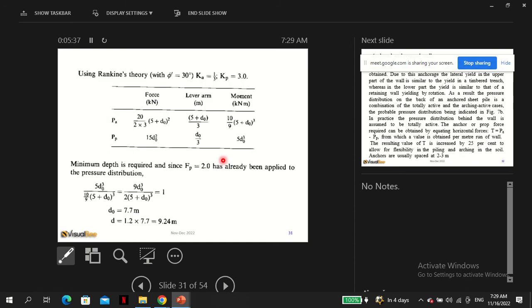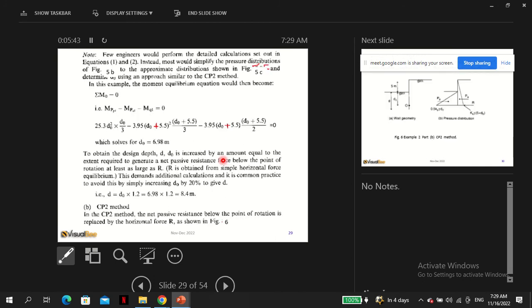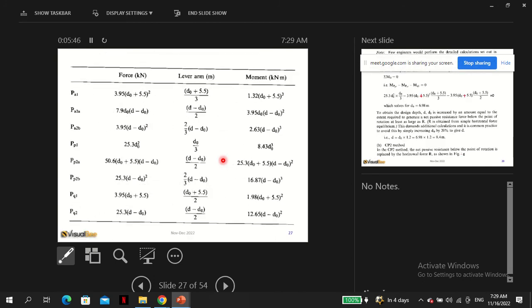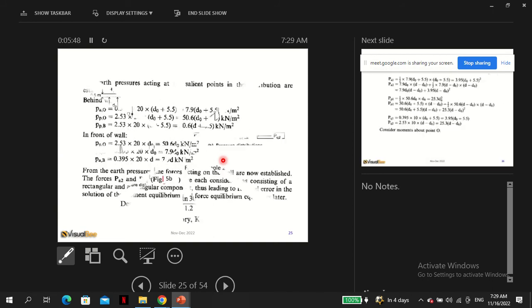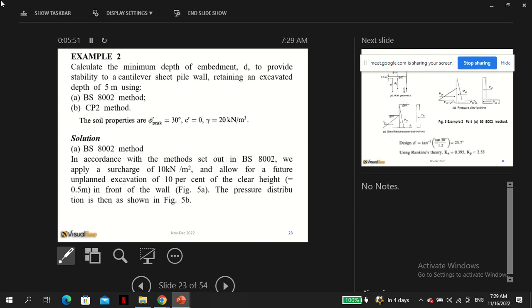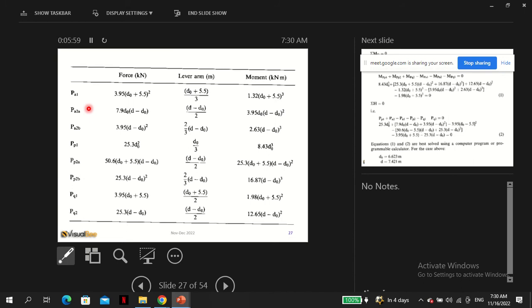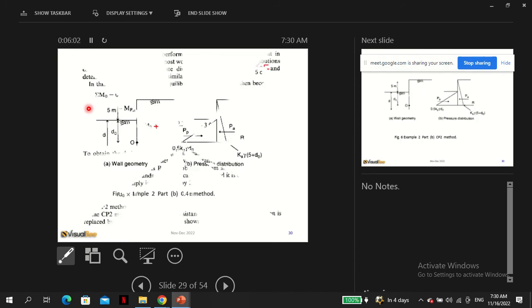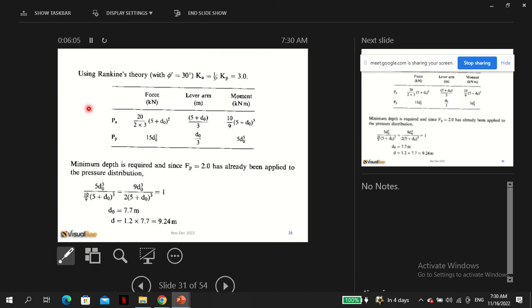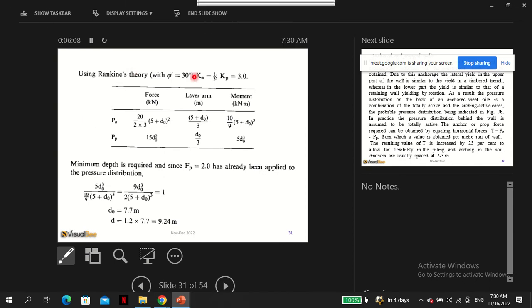Using Rankine's theory, for this method phi is the same. Phi is still 30, so you can check in your calculators. Phi peak is still 30 for the CP2 method. So phi is 30 degrees, Ka is a third, you can check, and Kp is 3.0.